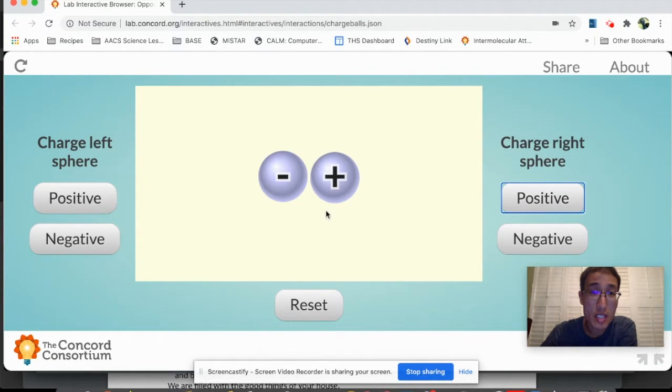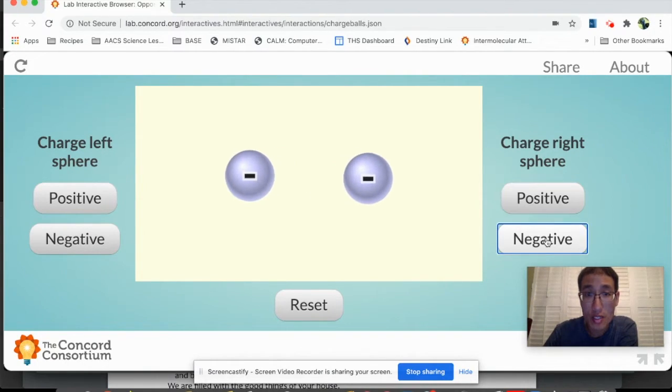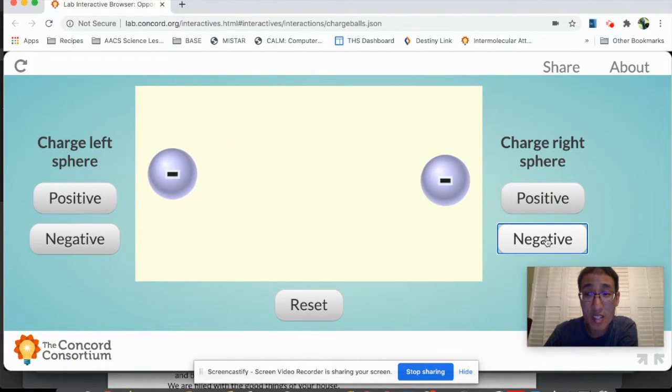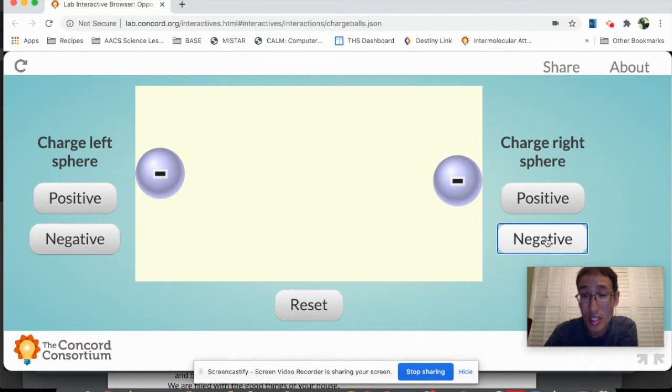What if I make this one negative again? So I'm going to make it negative, and look at how strongly it interacts at different distances. Right now they're really close together. If I make it negative, does it interact a lot or a little? When does it interact a lot? When does it interact a little? Okay, so think about, is it pushing a lot? Is it just slowly?